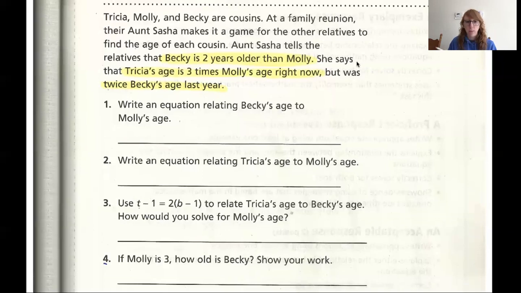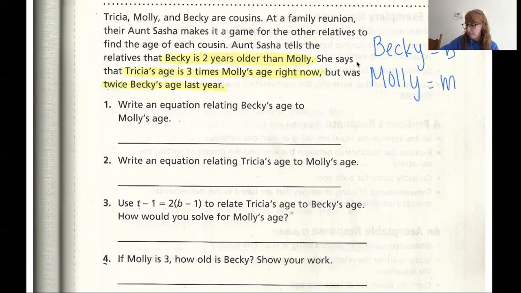Now, if we look at number 1, we want to write an equation that relates Becky's age to Molly's age. So we take what we know about Becky's age and what we know about Molly's age. So first we're going to say that Becky is B, Molly is M, and Trisha is T. Just so that we are using the same variables throughout the whole time.